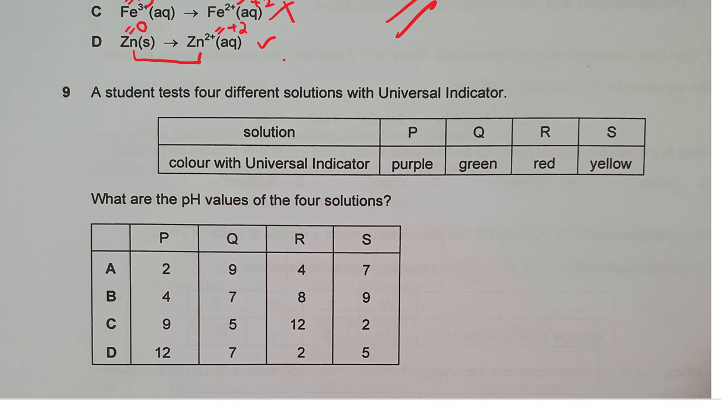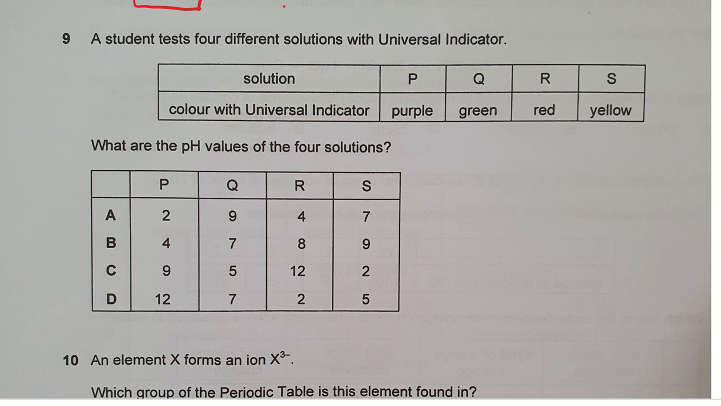Question number 9. A student tests 4 different solutions with universal indicator. So the color with the universal indicator is purple, green, red, and yellow. So what are the pH values of these 4 solutions? First things first, you need to know that for purple, right, I'm looking at very strong alkaline. So maybe this is between 12 to 14, okay, pH 12 to 14. Green obviously is neutral, so it's about 7. Red, strong acid, maybe between 1 to 2. Yellow is weakly acidic, so perhaps from maybe 4 to 6, okay. So with this, right, you should be able to answer the question.